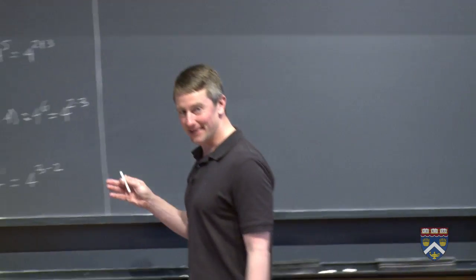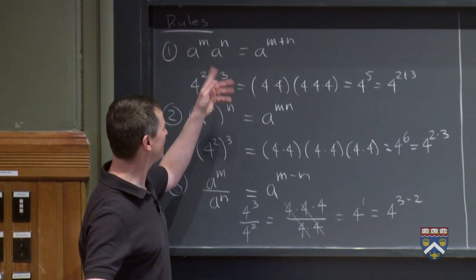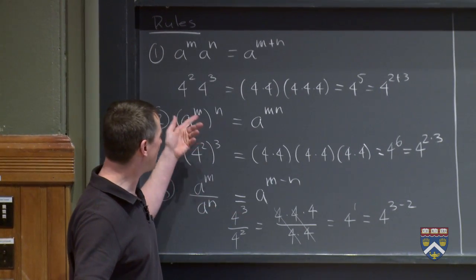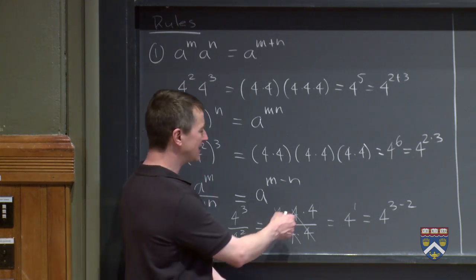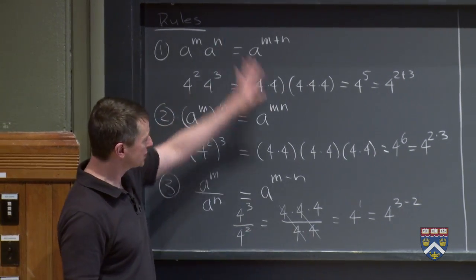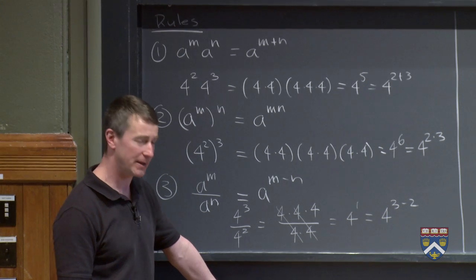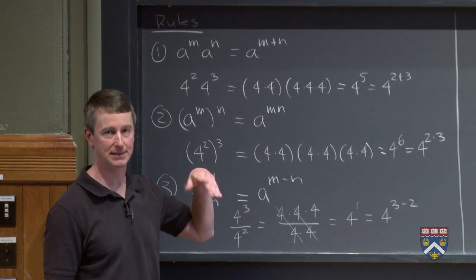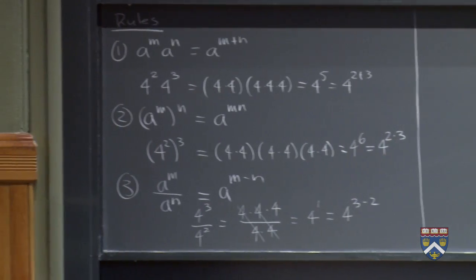Now, without having said it, what I was really assuming when I was writing out all of these copies of 4s here was that the values of m and n were actually positive integers. Because, for example, if m here had been 1/2, what would it have meant to write out half of a 4 here? We don't know what that means yet. So these rules are great, and they make sense for positive integer values of m and n, but we need to figure out what they mean when m and n are not positive integers.